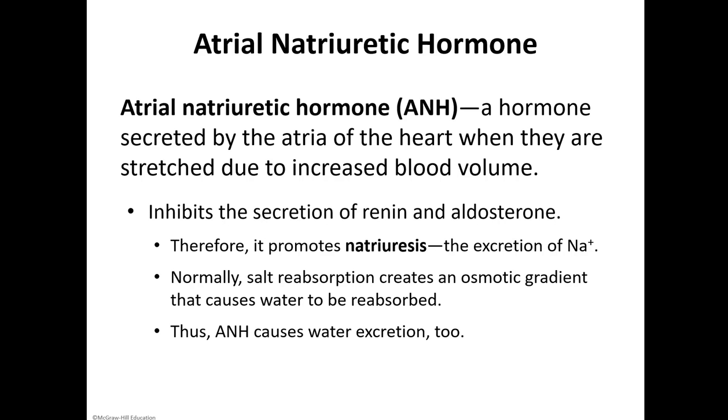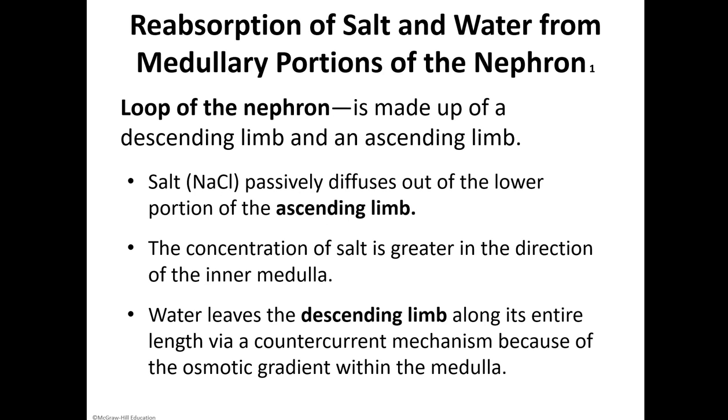Therefore, natriuresis, which is excretion of sodium. The loop of the nephron is made up of the descending limb and ascending limb. Salt, NaCl, passively diffuses out of the lower portion of the ascending limb, and the concentration of salt is greater in the direction of the inner medulla.